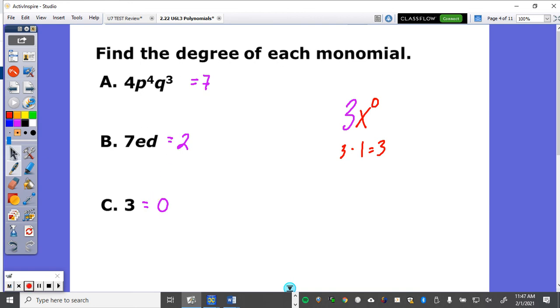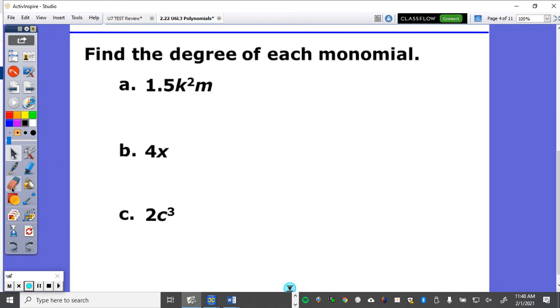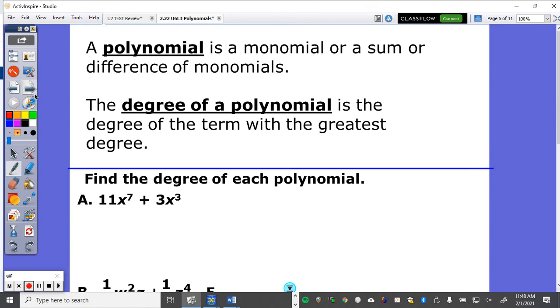All right, so we look down here. Lauren, what's the degree for A? 3. DJ, B? 1. And the last one? 3. Okay, good. So a polynomial is a monomial or the sum of monomials, basically more than a monomial. And the degree of the polynomial is the degree of the term with the greatest degree.